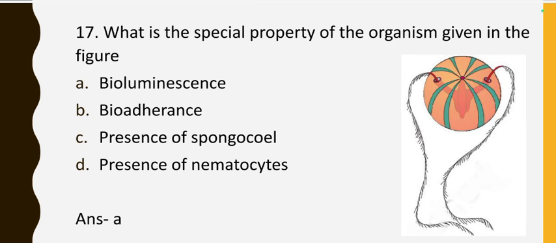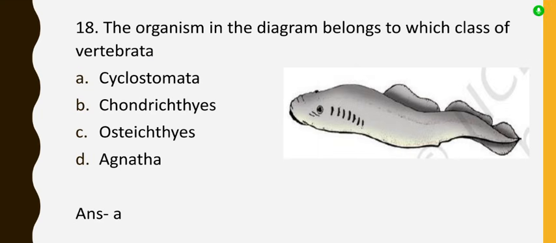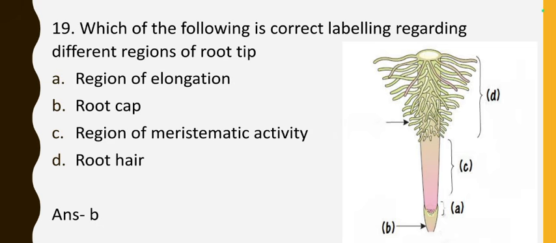What is a special property of the organism given in the figure? The special property is bioluminescence. The organism in the diagram belongs to which class of vertebrate? It is Cyclostomata. Which of the following is correct labeling regarding the different region of root tip? The correct answer is root cap.